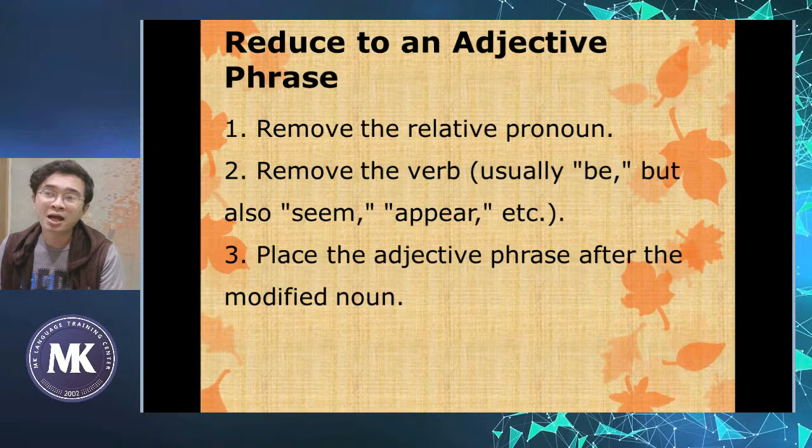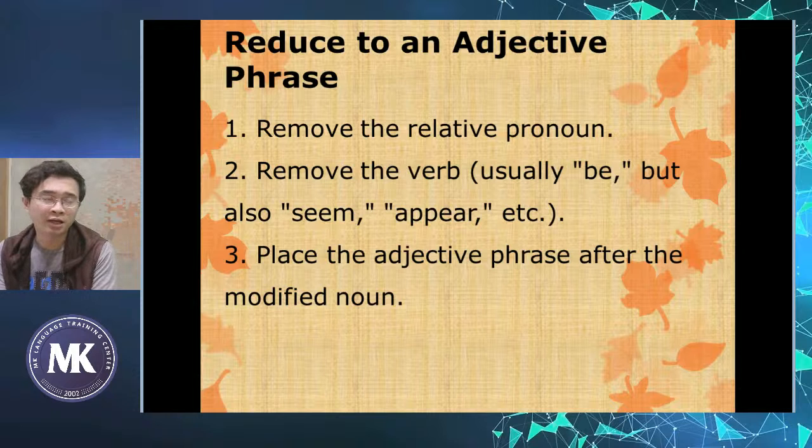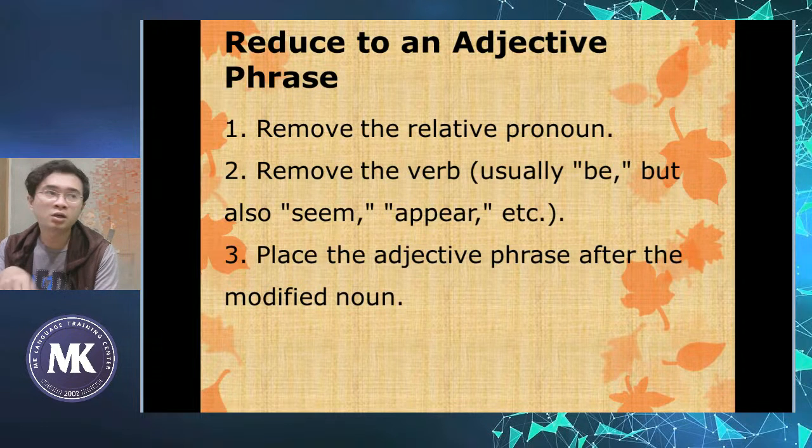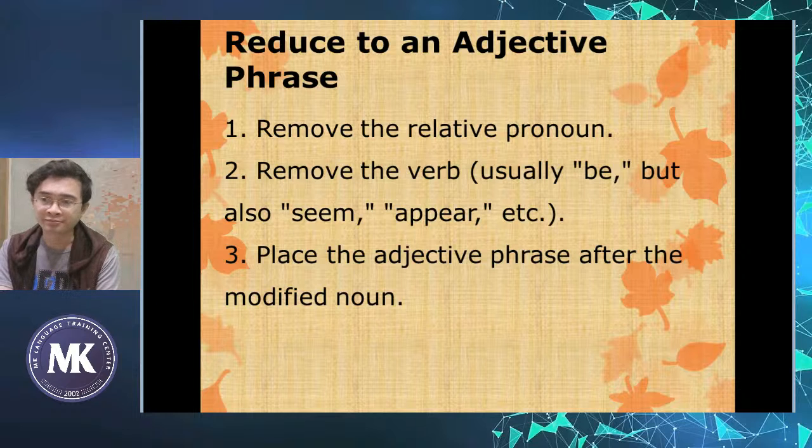Now here, how to reduce the relative clause to an adjective phrase? First, you need to remove the relative pronoun. Again, our relative pronouns are who, which, what, those. And then remove the verb again. The verb here usually is the be form, but we can also use seem or appear, and we can remove that in our sentence. And for number three, place the adjective phrase after the modified noun.